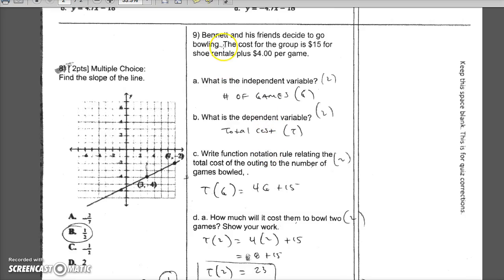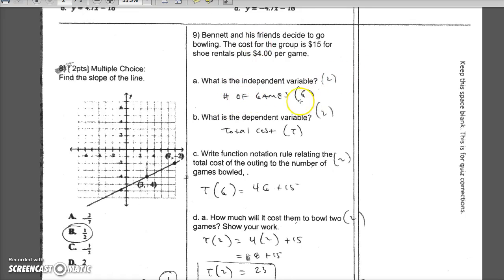And this is the last question. Ben and his friends decide to go bowling. The cost for the group is $15 for the shoes, plus $4 per game. What is the independent variable? The independent is the number of games you're going to play. The dependent depends on what you do, so you can determine how many games you guys are going to play.